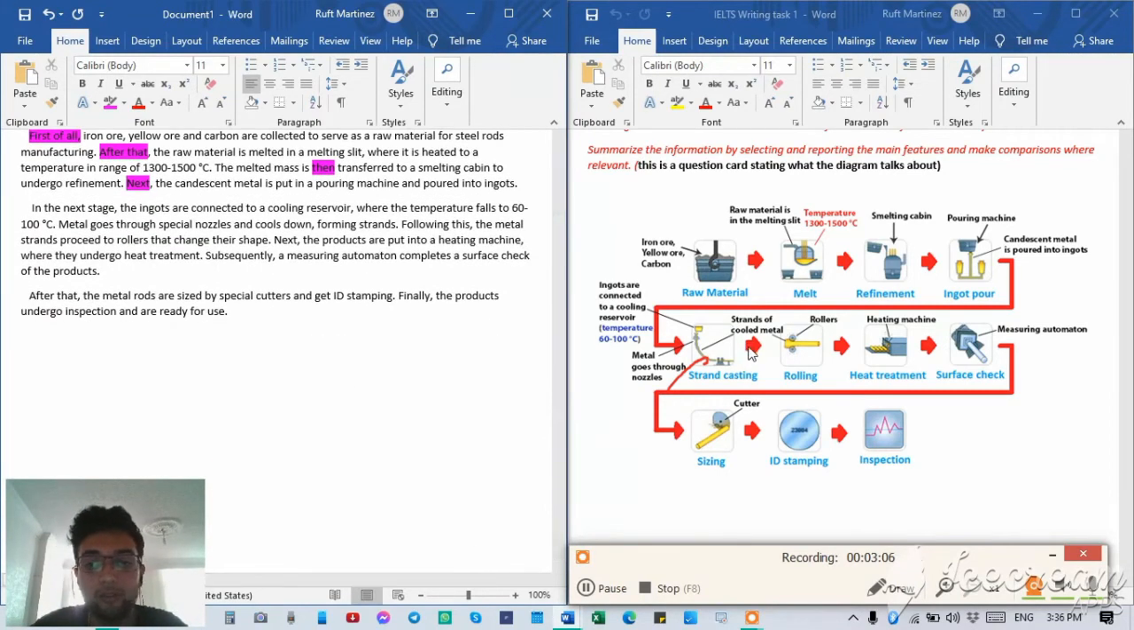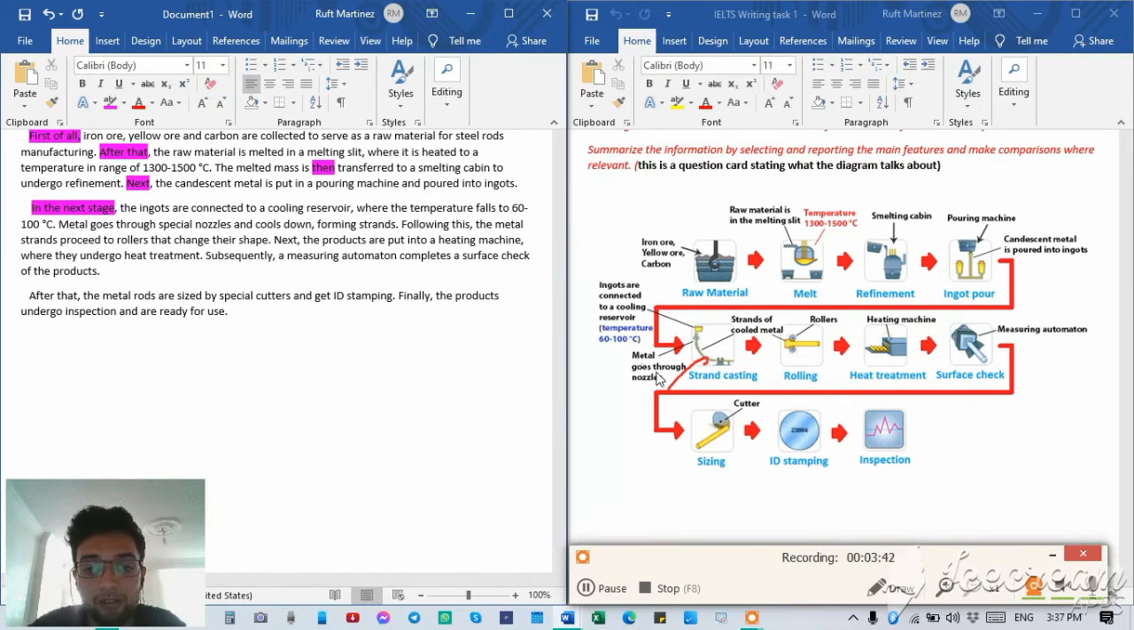Now I'm going to write the second part using another paragraph. In the next stage, this is another connector, as you can see. In the next stage, the ingots are, okay, here we go. The next stage is called strand casting. We have 3 pieces of additional information. Metal goes through nozzles. These are nozzles. And ingots are connected to a cooling reservoir. The temperature is 60 and 100 degrees. You just have to connect the sentences. That's it.